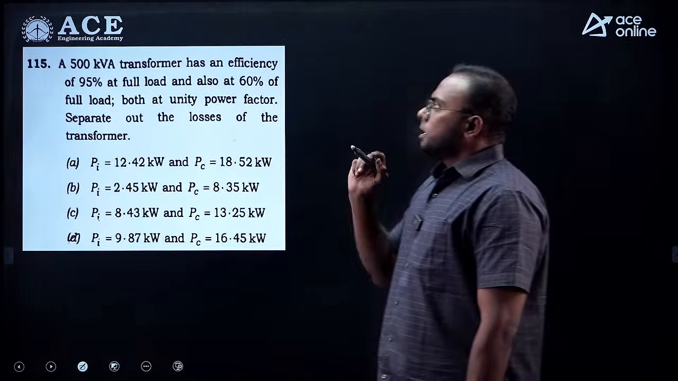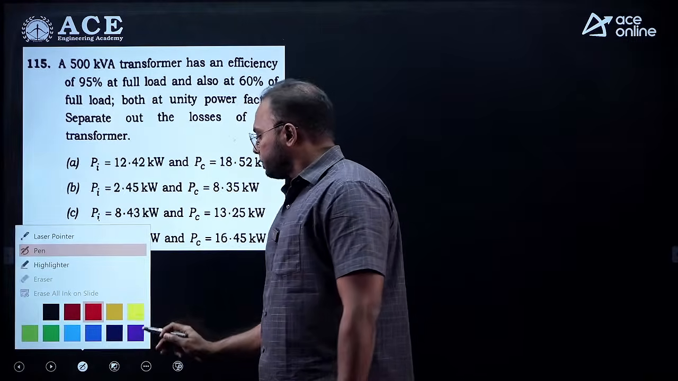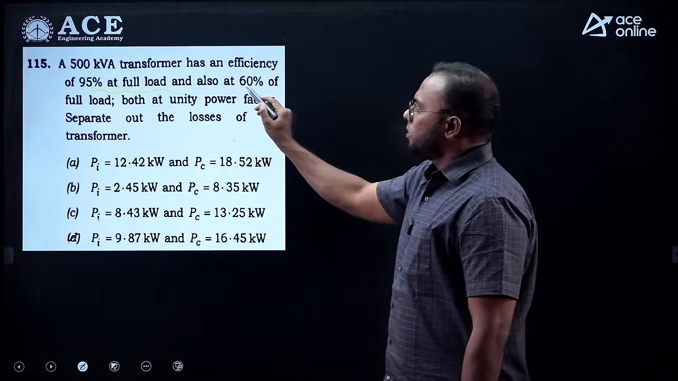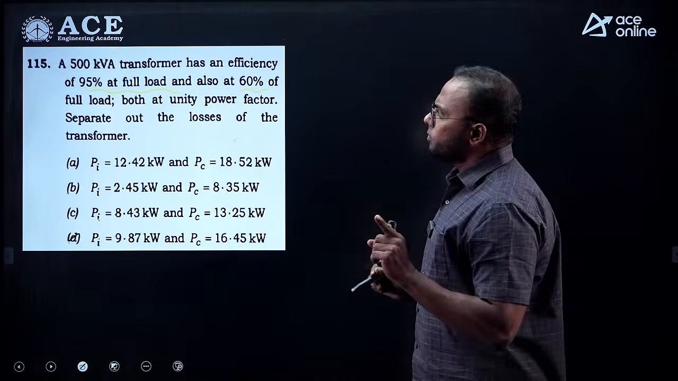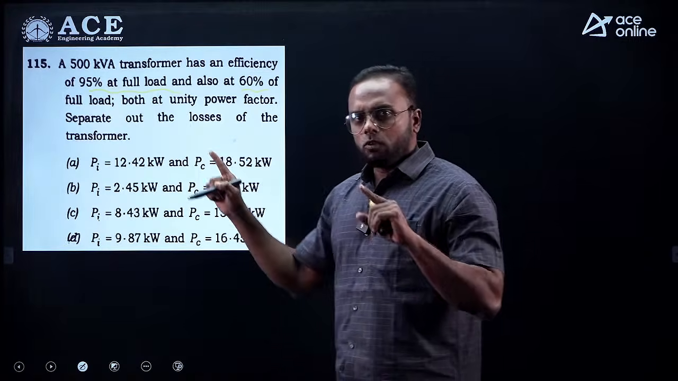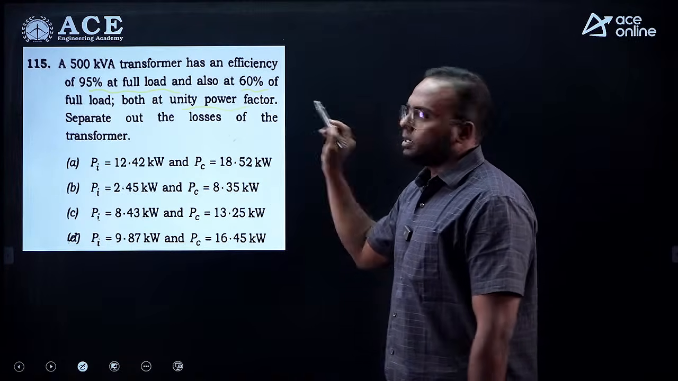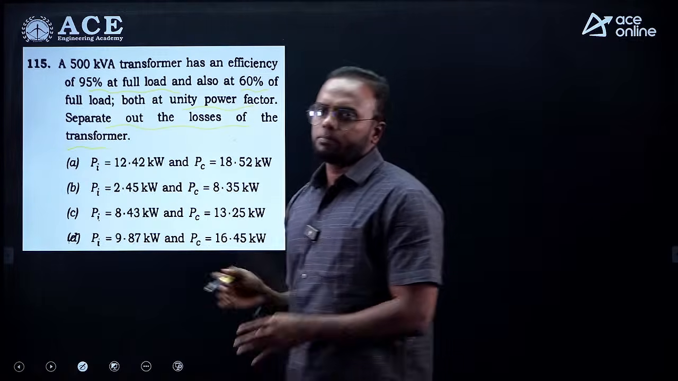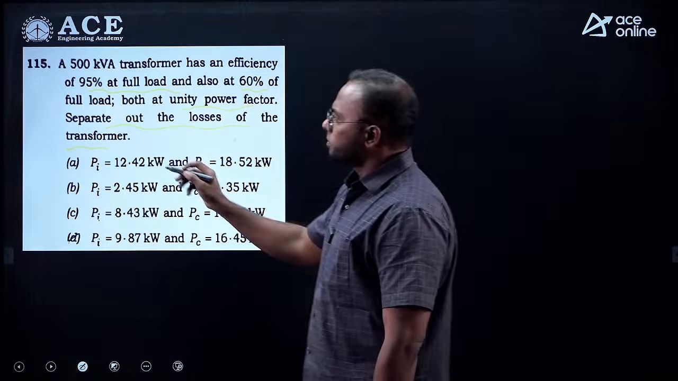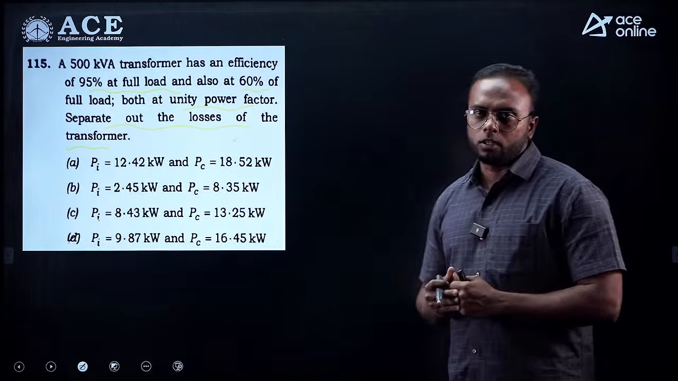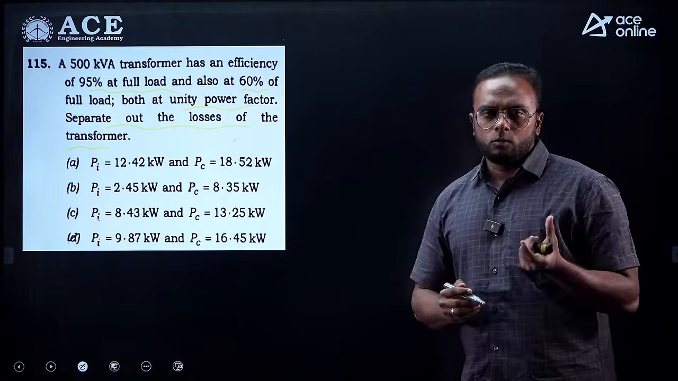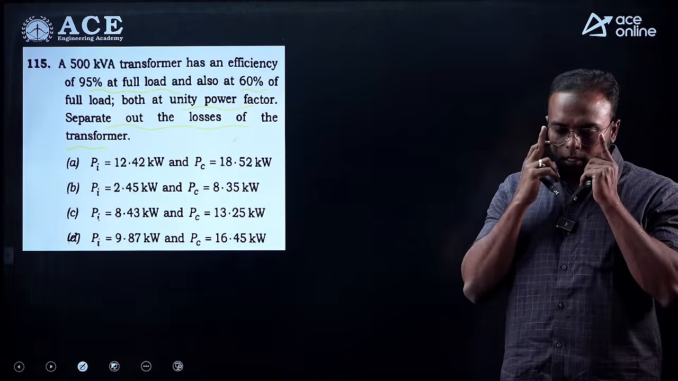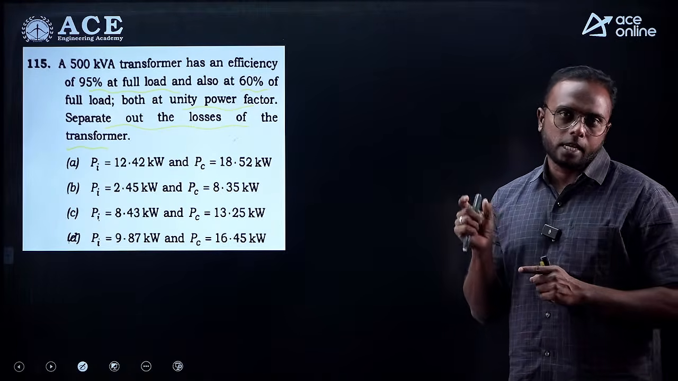Next, this is on the efficiency of a transformer. A 500 kVA transformer has an efficiency of 95% at full load and also at 60% of full load, both at unity power factor. They are asking to find the losses of the transformer, separating out the iron loss and copper loss. How to simplify? We know the formula: what is the efficiency at any fraction of load? X volt ampere cos phi divided by X volt ampere cos phi plus iron loss plus X square times full load copper loss.